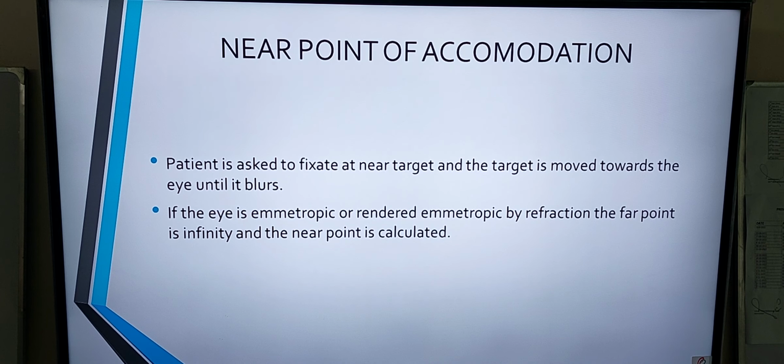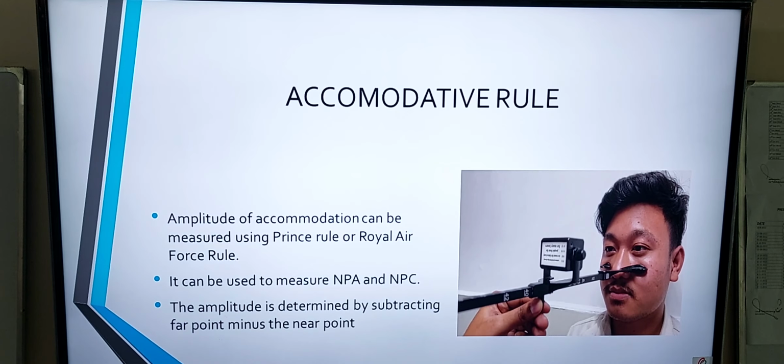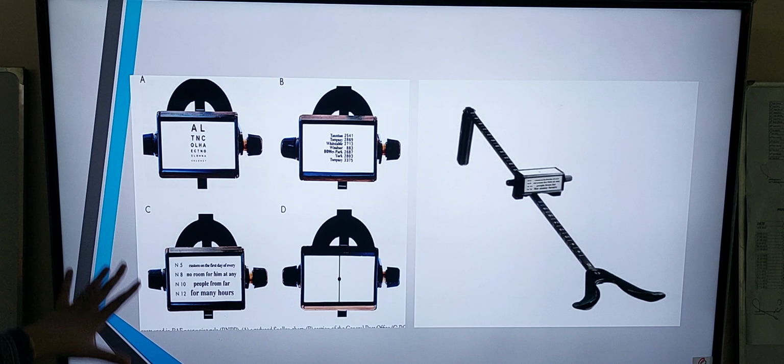Similarly, as described, for the near point of accommodation, we simply ask the patient to fixate on a target and move the target closer to the eye of the patient. The point at which the target becomes blurred for the patient will be the near point of accommodation. It can also be measured using the Prince rule or the RAF rule, the Royal Air Force rule. It can be used to measure the near point of accommodation as well as the near point of convergence. The amplitude is determined by subtracting the power for the far point from the near point.